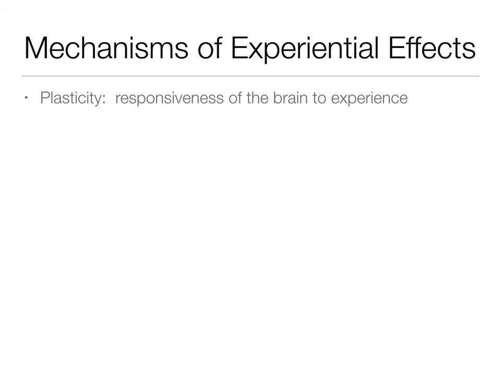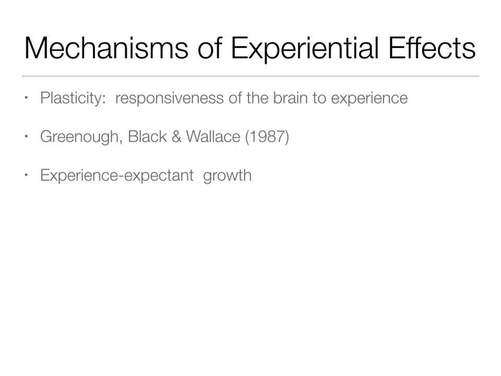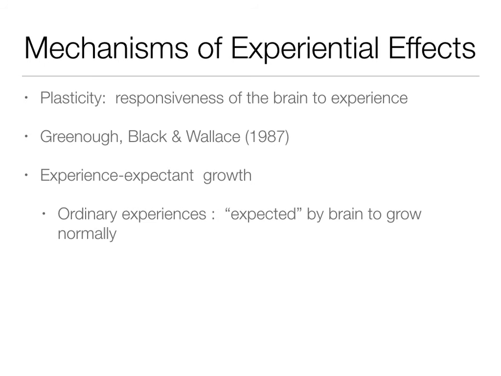And we're going to talk about two main kinds of plasticity that your brain has. And this is work that was done by Greenough, Black, and Wallace. The first kind of plasticity we're going to talk about is experience-expectant growth. Okay? And this is the kind of plasticity that your brain expects to get. Okay, so for your brain to grow normally, it needs some of these really ordinary experiences, like seeing things that have borders. Well, pretty much everything around you has a border.